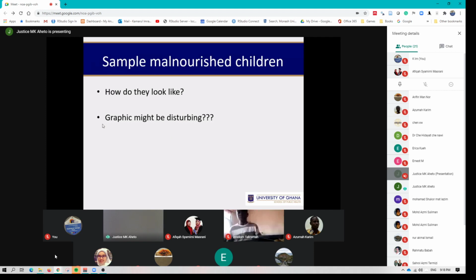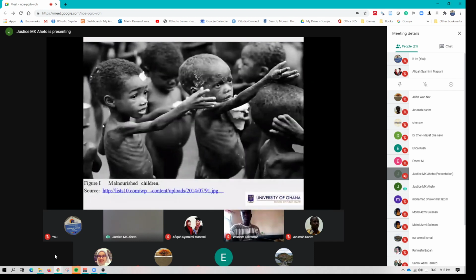So in the next slide, I just want to give you some caution that I'm going to show you some samples of children who are malnourished. The graphic might be a bit disturbing to some people. So please, you are warned. Okay. These are just some samples of children who are malnourished, just for your attention.